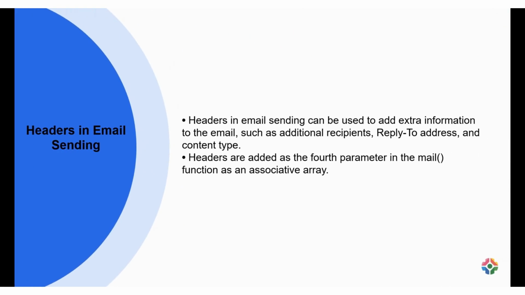When sending emails, headers can provide additional information like extra recipients, reply-to address, and content type. These headers are included as an associative array, serving as the fourth parameter in the mail function. For example, to specify a reply-to address, you can use the header Reply-To: reply@example.com. This kind of customization enables users to tailor their emails to better suit specific communication needs or requirements.